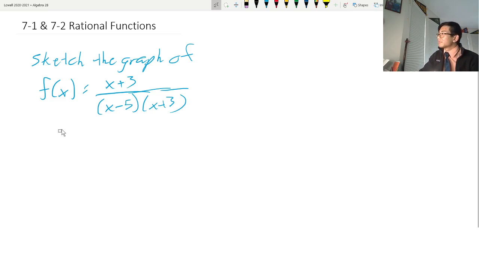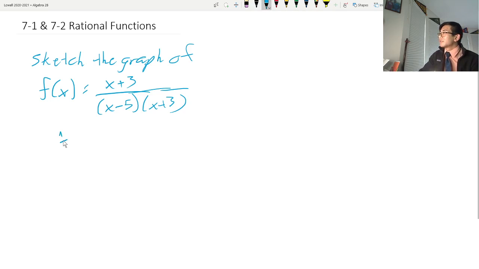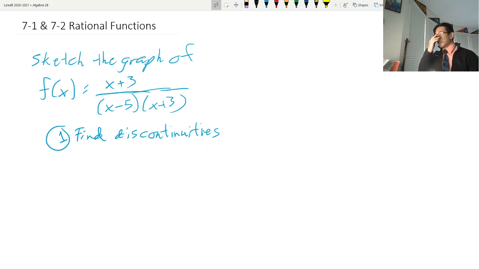Step 1. Find your discontinuities. I apologize, I was distracted because my dad came in. But we want to find our discontinuities, so we'll start off with 1a, I suppose.